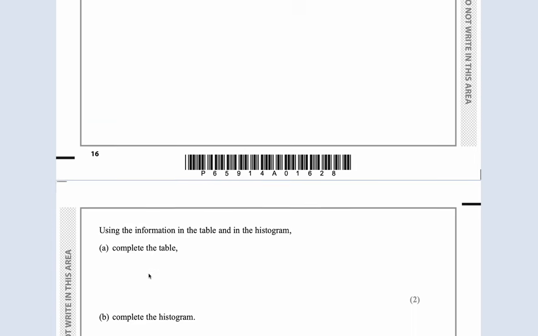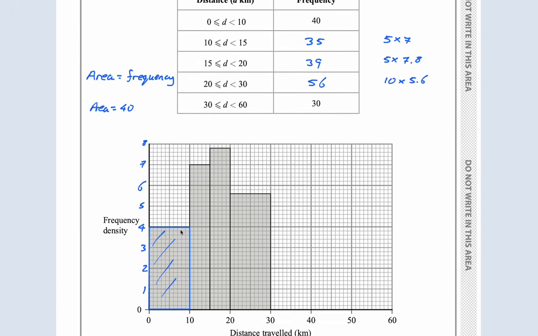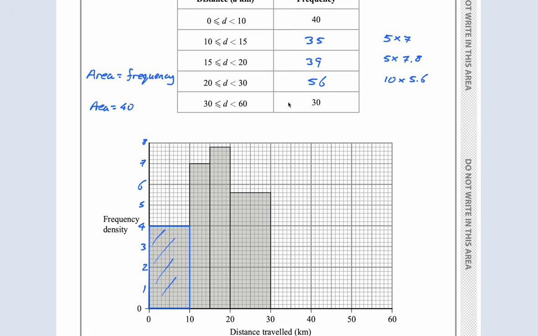Then it says complete the histogram, right? So the only bar that hasn't been drawn is this one, from 30 to 60. But it tells me from 30 to 60, it's 30. So the area of this bar should be 30. So 30 times what equals 30? Well, it's obviously going to be 30 times 1 equals 30. So this has to be 1, like so. So this is the completed histogram, and you can just shade it in like that.